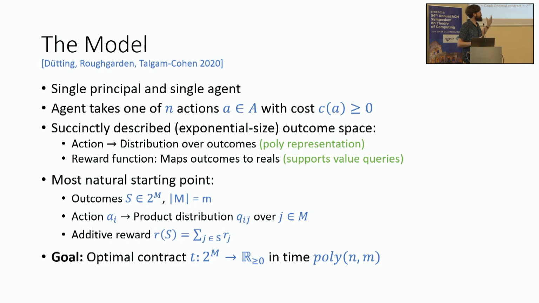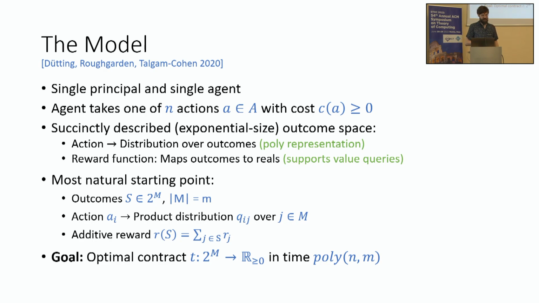And then maybe a natural assumption is that if you take an action, then there's a product distribution over possible outcomes. So whether a certain visitor comes or not is basically an independent coin flip q_ij. So the agent takes action i. For each item or basic event that can happen, you flip a coin with probability q_ij and include it into the outcome S or not. And then there's an additive reward function, which just associates a certain reward to each basic outcome, and your reward will just be the sum of realized items.